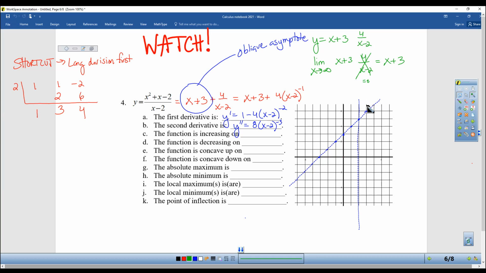It's not part of the oblique asymptote. Because remember, the oblique asymptote only tells you the end behavior. It doesn't tell you what happens right here. But in the end, it's going to follow it on one side or the other. So there's an explanation that I didn't give you last year.